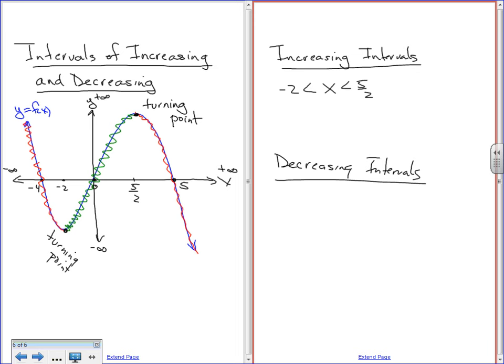I write my intervals in a different way. When I say I write it, it's not like I made it up, it's mathematically sound, right? So what I do is I write it in interval notation. So interval notation looks like this. My starting point is -2. I go up to 5/2, and then I have to indicate whether the -2 is included or not.